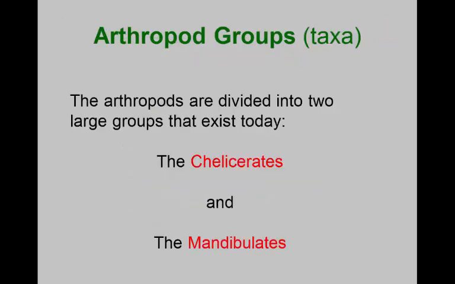We're going to divide the arthropods. By the way, there are more arthropod groups than these two, but the other arthropod groups are all known only from fossils. So these are the only existing, or what we call extant, groups of arthropods. And so there are what we call the Chelicerates. These are the things that have little pincher-like mouth parts.